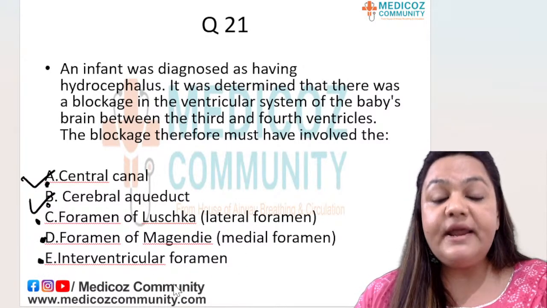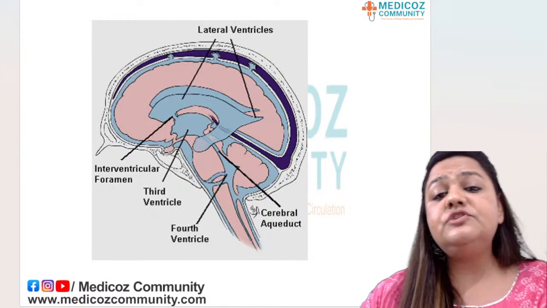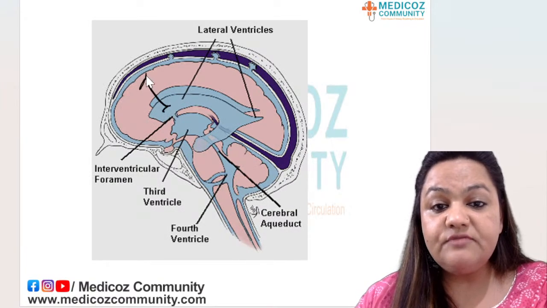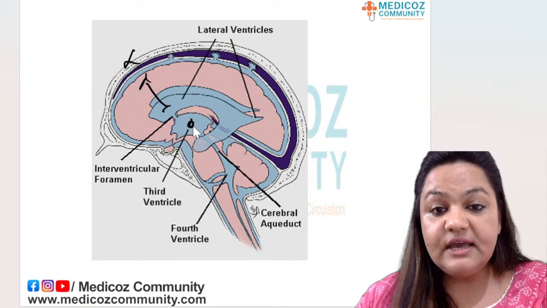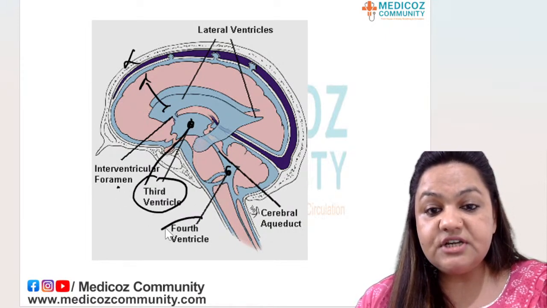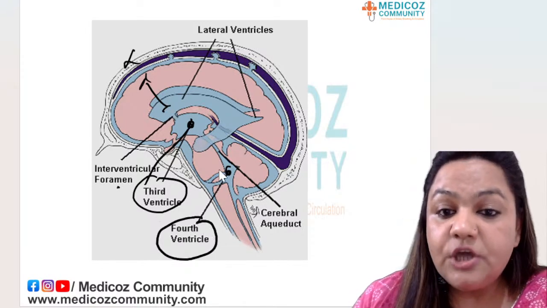Okay, so to find out the answer, we will just see this diagram here, which is showing the ventricular system of your brain. Here we have this ventricle which is called the lateral ventricle. This is called the third ventricle. Here we have this ventricle which is called the fourth ventricle. Clear? So this is the continuation here.